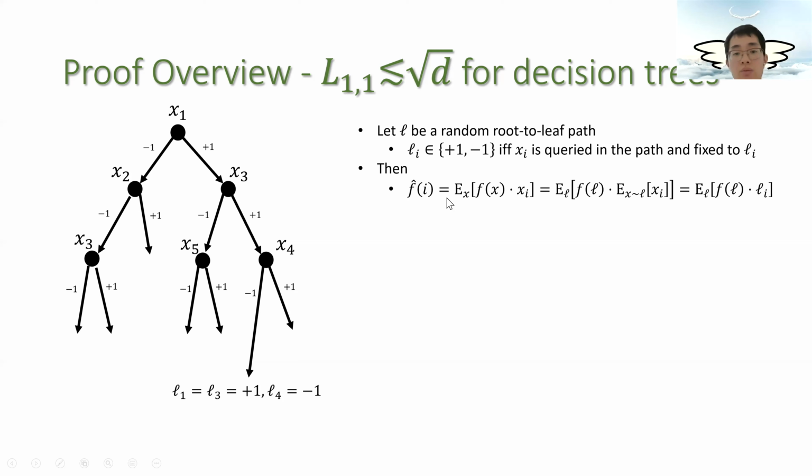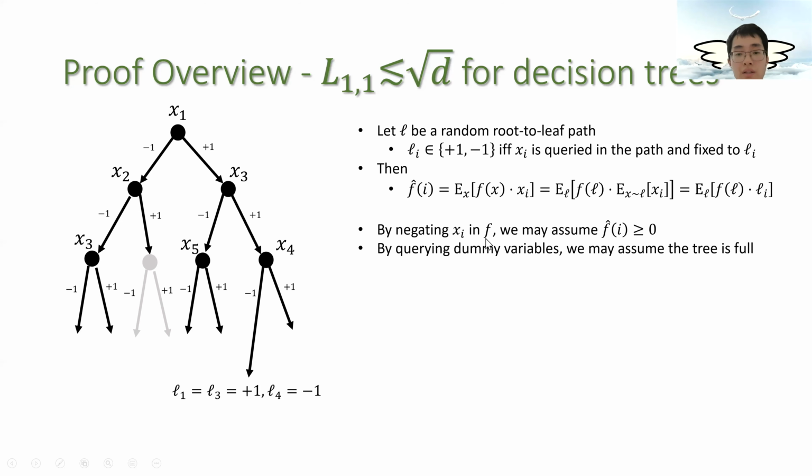Then f hat(i) equals the expectation over uniform x of f(x) times xi. We first take the expectation over the random walk, and then take the expectation over x, conditioning on the walk. We get f hat(i) equals the expectation over L of f(L) times Li. By negating xi in the Boolean function, we may assume the first level Fourier coefficients are all non-negative. And also, by querying dummy variables, we may assume the tree is full. And here is a dummy query.